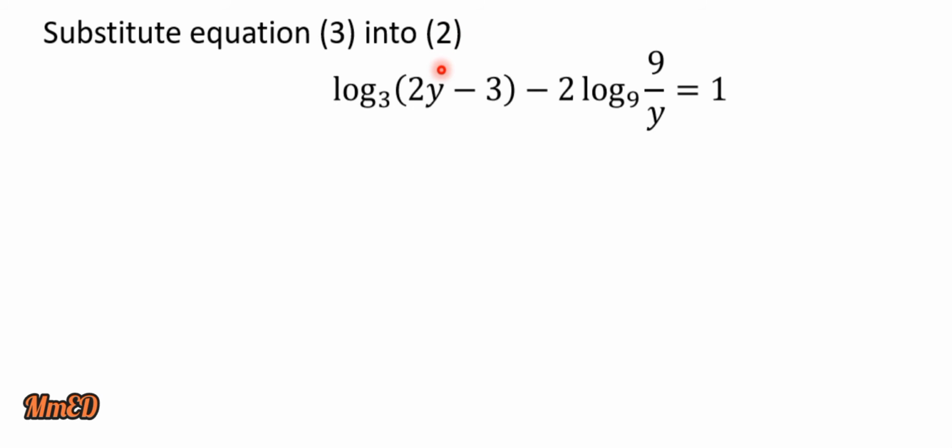Okay, so we substitute equation 3 into equation 2 as I've shown you earlier on. So we have log (2y minus 3) base 3 minus 2 log 9 on y. So this expression here, the 9 on y, is x substituted for the x.